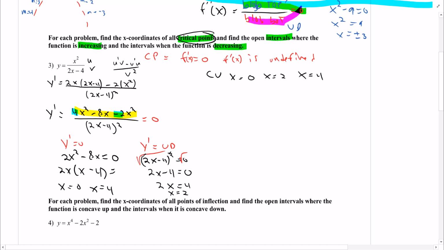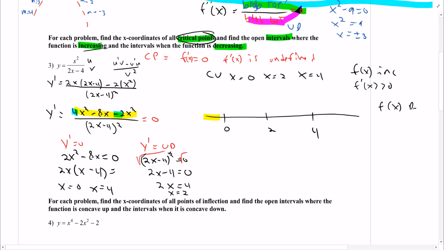So that's this question. We need to know when it's increasing or decreasing. So what do we do? We get a number line. We plot 0, 2, and 4. Okay, so what we need to do is some test values, right? I need to test a number in my derivative, because what we know is that f is increasing when f prime is greater than 0, right? F is decreasing when f prime is less than 0, also known as negative. This is known as positive, right? So I need to check some numbers in my derivative to see if the original is increasing or decreasing.